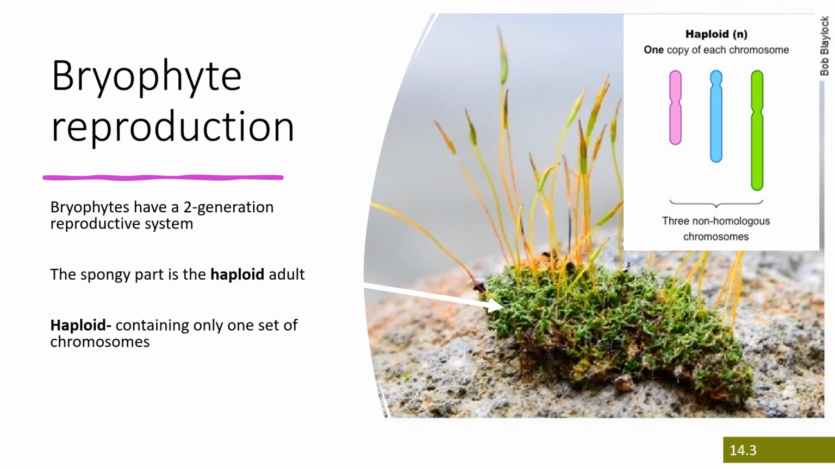They have a very strange reproductive system that happens over 2 generations. What you're seeing here is actually 2 generations of the moss. The spongy part of the moss is one adult moss, and the stalks growing out of it are a second adult individual. The spongy adult is haploid, meaning its cells only have one copy of each chromosome. And this haploid adult moss can be either male or female.